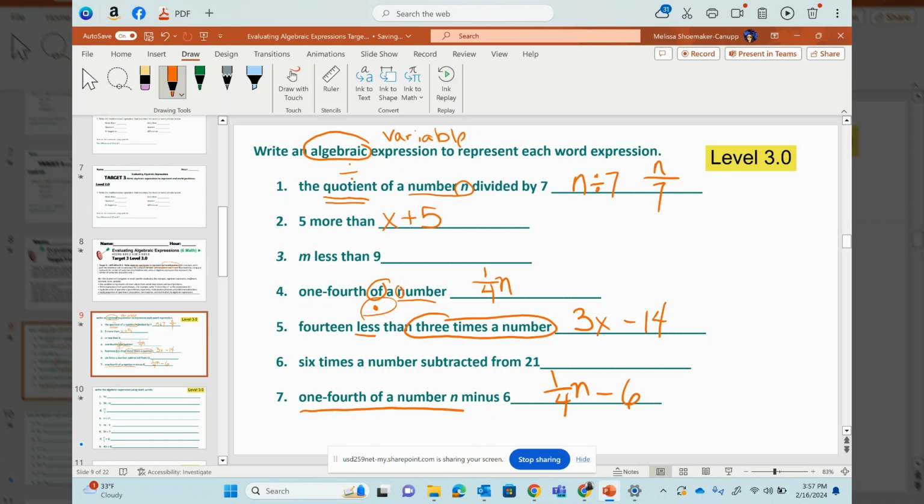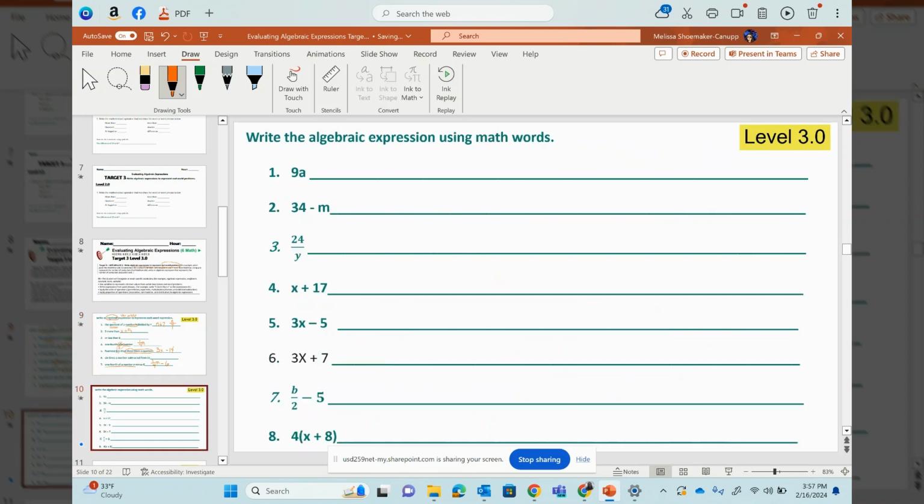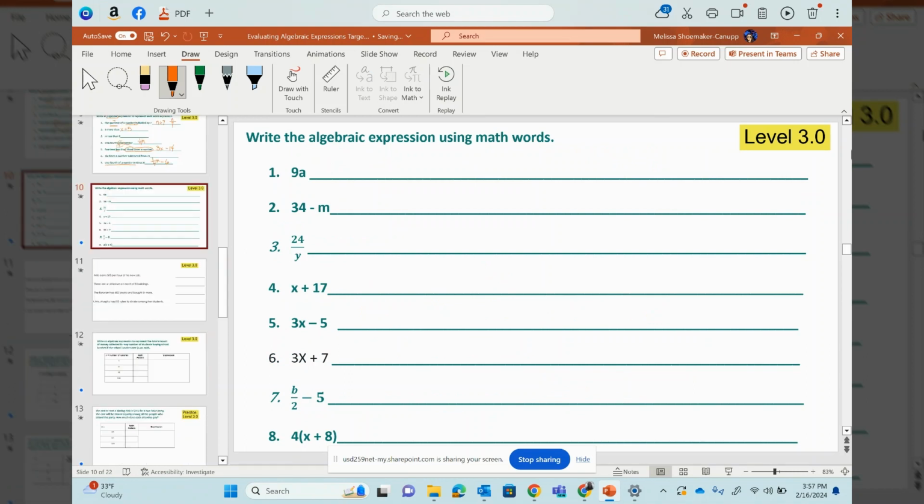And I'm going to keep moving with the video. Let's reverse this situation and see what we can do. Write the algebraic expression using math words. So this means I'm going to take 9 and write it out. What kind of math is happening?